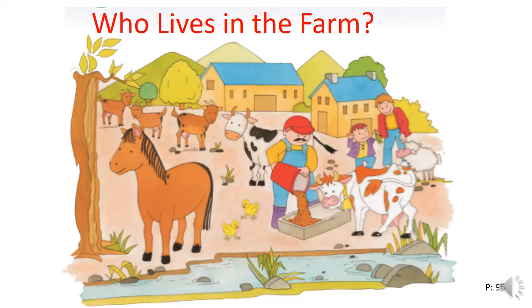In order to know what these groups are, we have to move to the next page in your book, page 95, to look at the picture and then answer the questions. Who lives on the farm? What do we see here? We have a farm. If I look at it, I can see horse, sheep, goat, cow, chick, for example. We have a farmer who takes care of these animals.